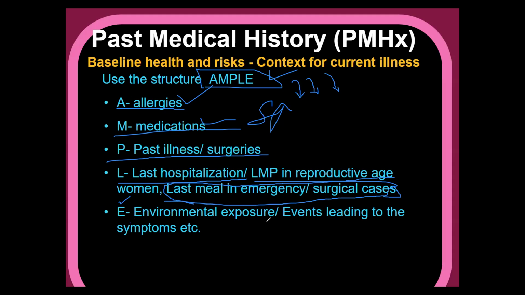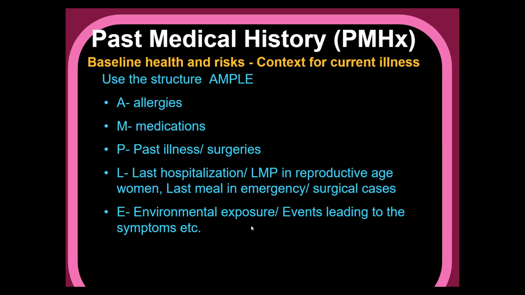E would be environmental exposures or events that led to the symptom. Again, environmental exposure is important in symptoms that are usually long-term or prolonged. Chest pain that started 30 minutes ago, I don't think there is any environmental factor other than smoke inhalation that can cause acute chest pains. But if there are, make sure that you cover them.